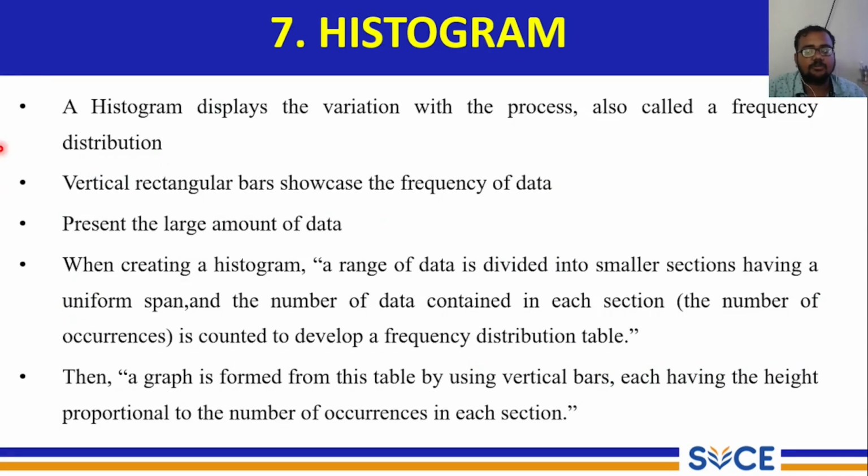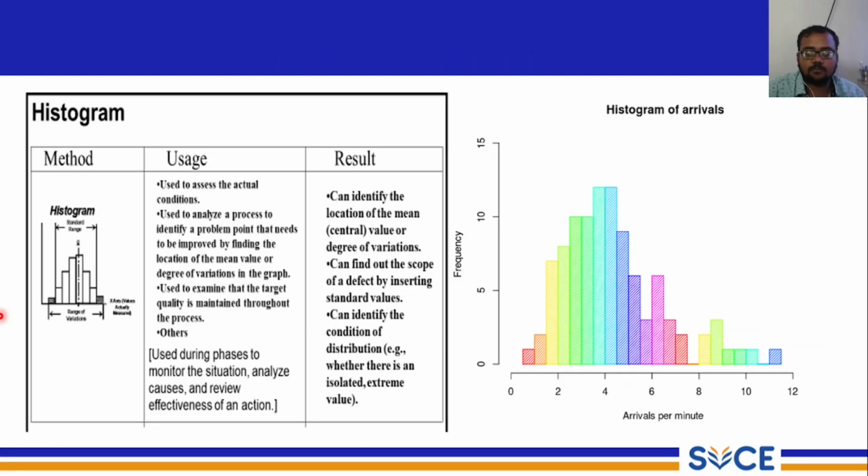The last one is your histogram. What a histogram gives you is that the variation in the process can be easily seen here. It is usually shown as vertical rectangular bars. One key thing to note is that when creating a histogram, the range of data is divided into smaller sections, having a uniform span rather than a varied span. The number of data points in each section is counted to create a frequency distribution table, right? So I put up an example here.